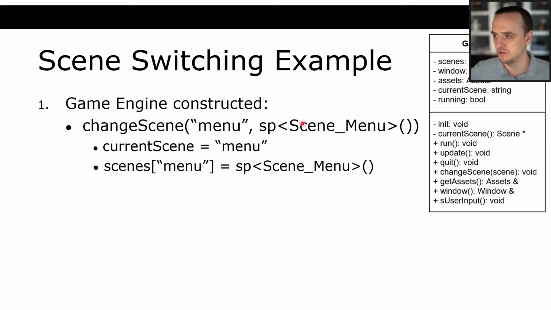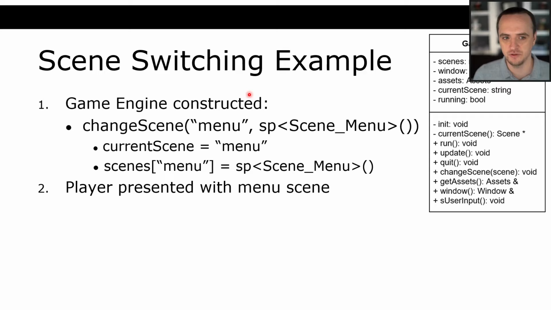So inside change scene, I set the string of the current scene equal to menu, because this is the current scene that I should be showing. And then in the map scenes, I say scenes menu equals make shared this, or this scene that I've passed in. So that's it. You just set the current scene and then you set the value within the map. That's all you have to do. Then the player is presented with the menu scene.